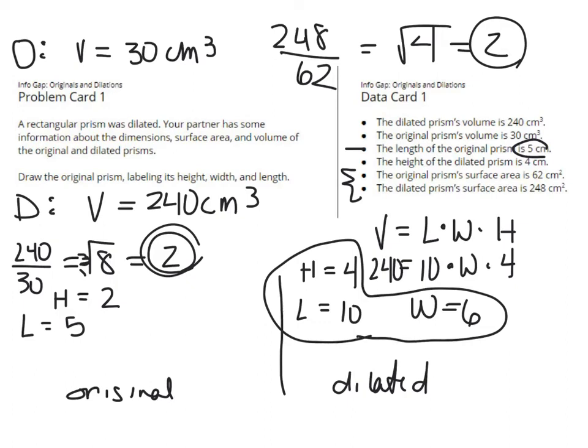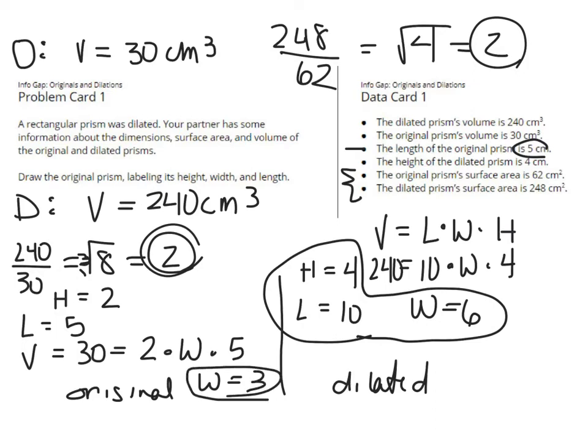For the original, my volume was 30. And that's going to be height times width times length in any order. That means my width is going to be divide by 2, divide by 5, 3. So I would have to draw something with these dimensions. That was sort of fun.